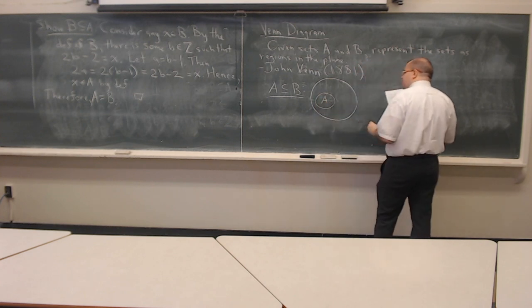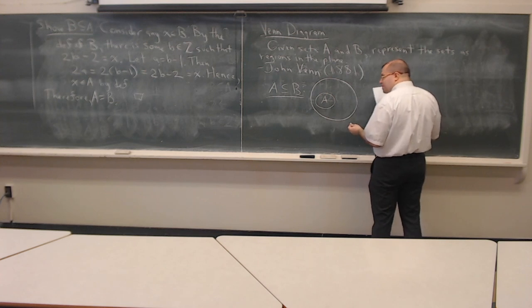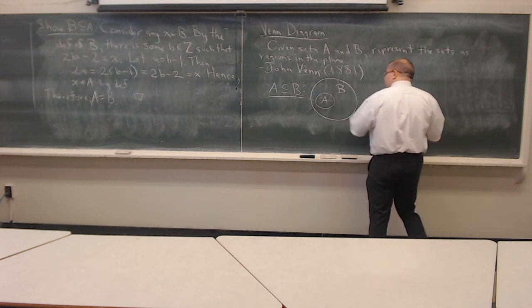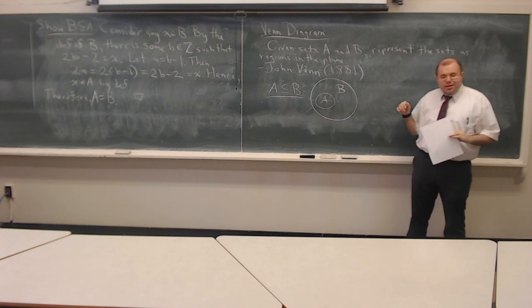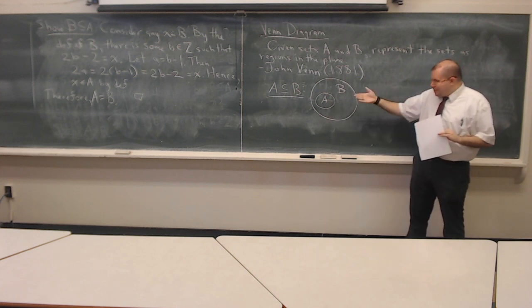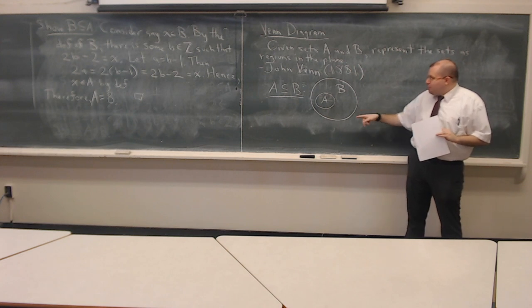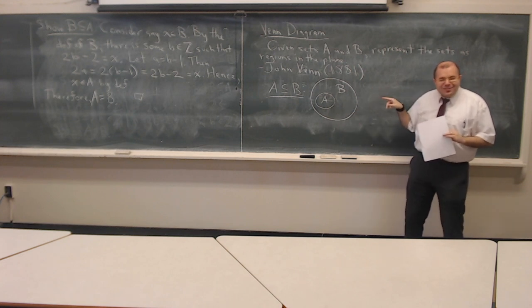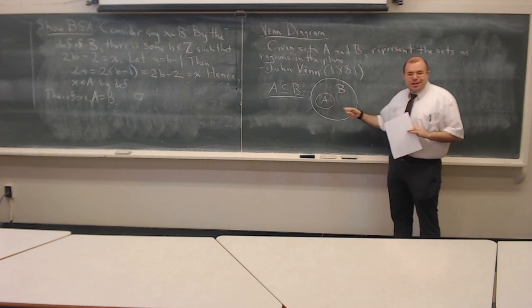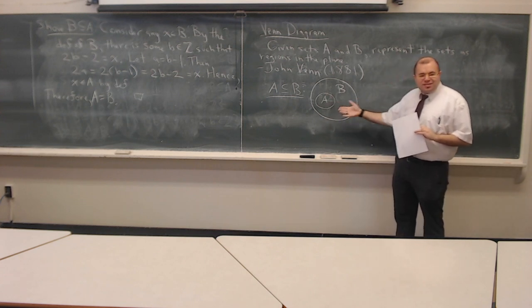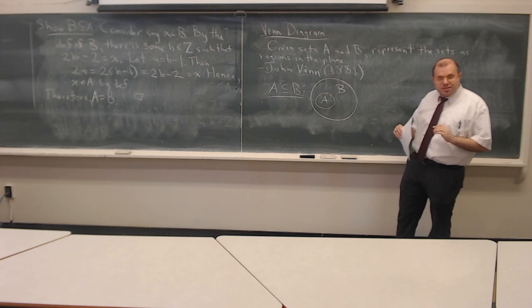So if A is a subset of B, but A is a proper subset of B, then notice I have a region here that I've enclosed with a circle. It doesn't have to be a circle. It could be an oval, it could be a rectangle. I don't care, it's just some region in the plane. So I'm going to label that A, and then this is B. This represents A is a proper subset of B.